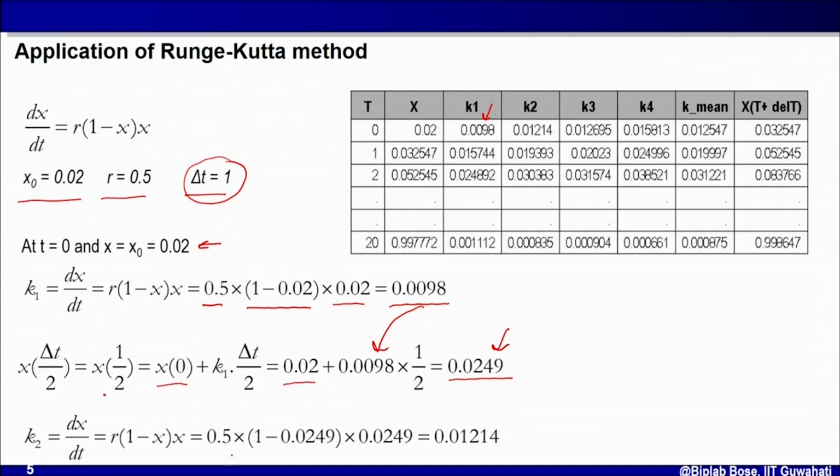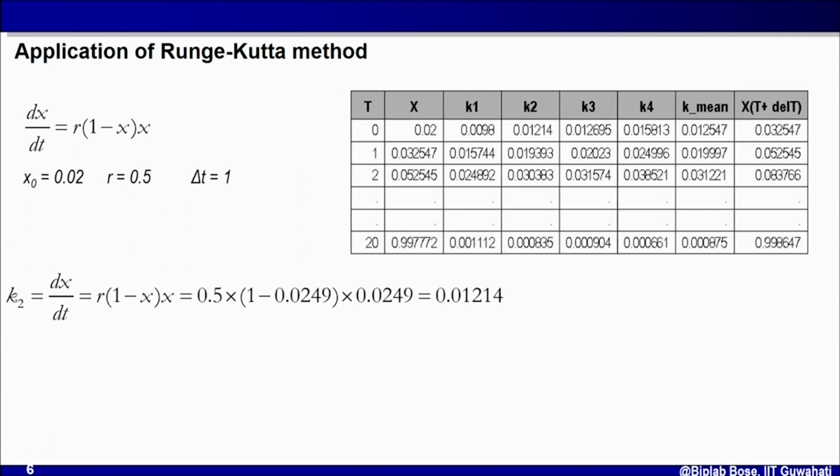So let us put the numerical value. r is 0.5, (1 minus x) with x as this new value of x, into x, is equal to 0.01214. So I write it down here in this table. In this way, I again try to calculate k3.